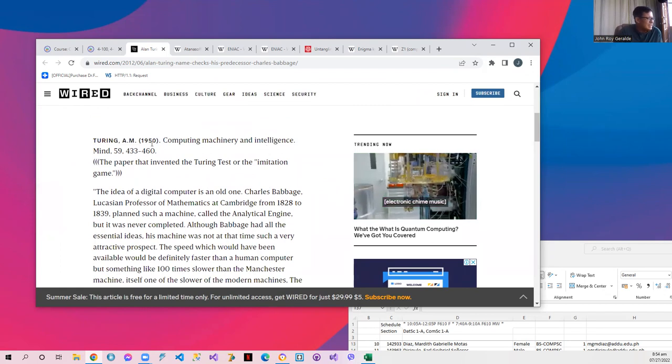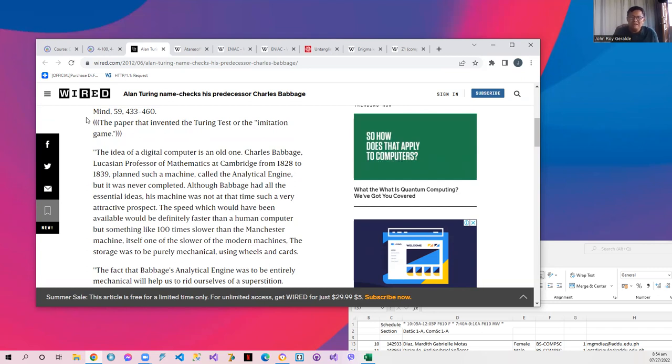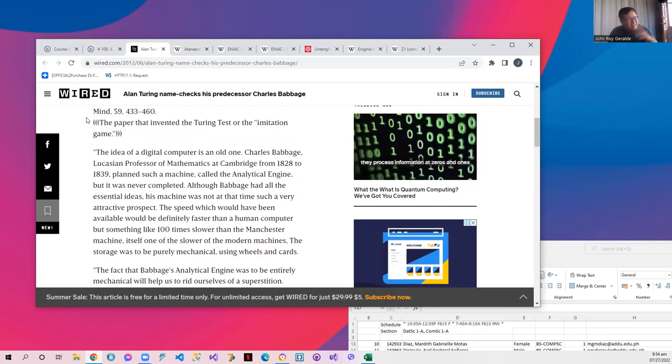Okay, asan ba ito? Sa ACM release of 1950. ACM is still around, no? Ito yung criticism. This is a criticism by Alan Turing. The idea of the digital computer is an old one. Okay? Sabi niya, because the three teams, no? Three different groups were claiming to be introducing a new technology. Diba? Sabi nila, this is a new computer. Okay? This is a new technology.